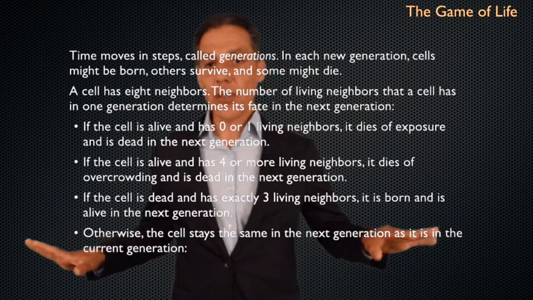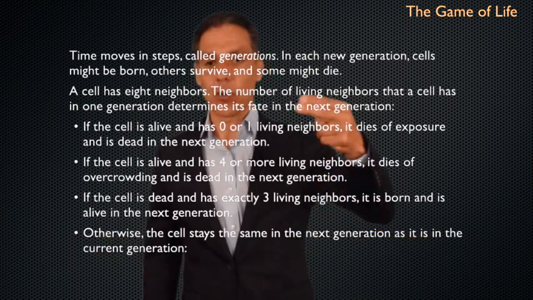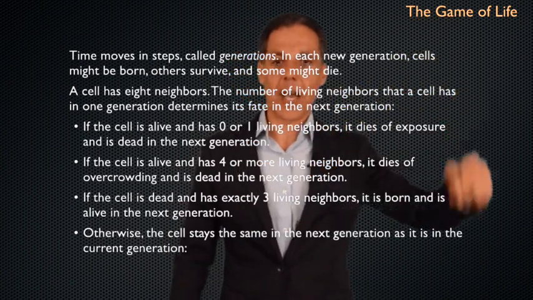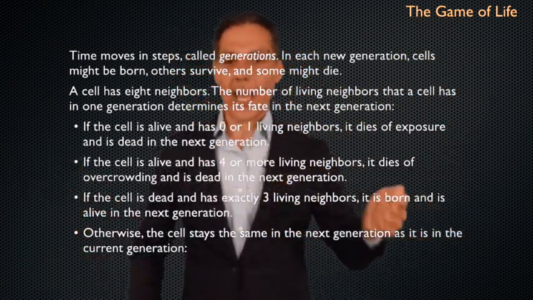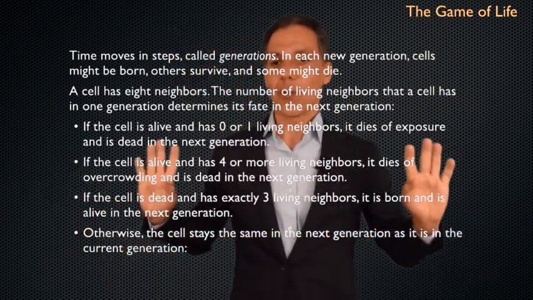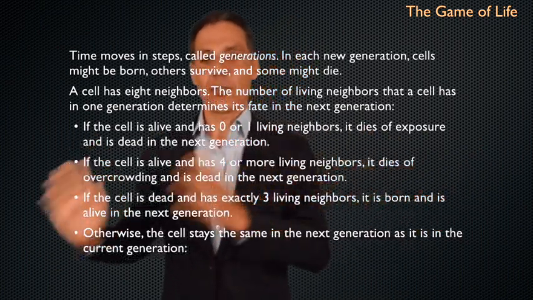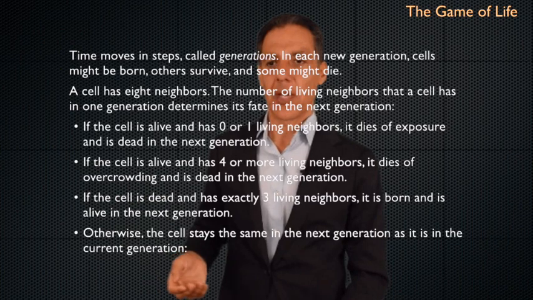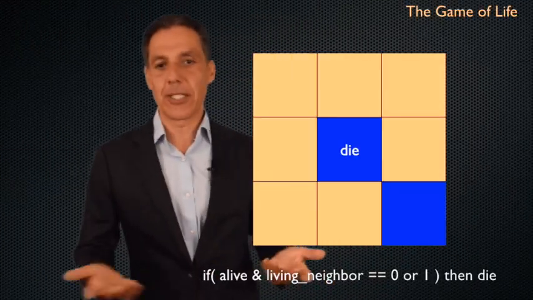And if none of those 3 conditions hold: 0 or 1, you're alive, then you die. 4 or more, you're alive, then you die. Exactly 3, dead to alive. And if none of those hold, well then nothing changes. If you're dead, you stay dead, and if you're alive, you stay alive. Okay, so those are the 4 rules, very simple. Nothing very complicated, very easy to define.